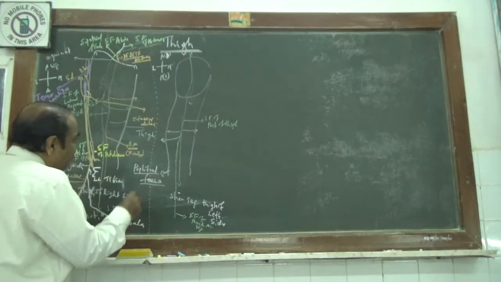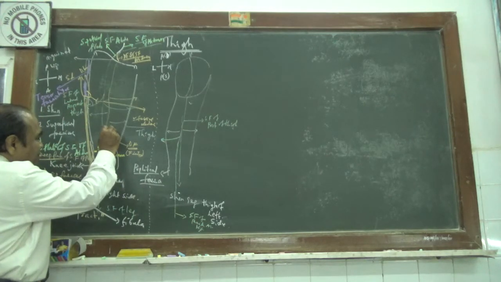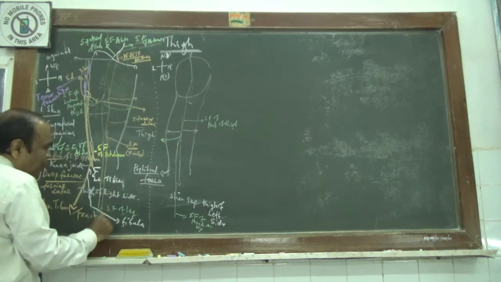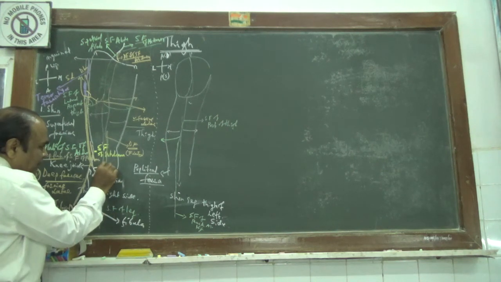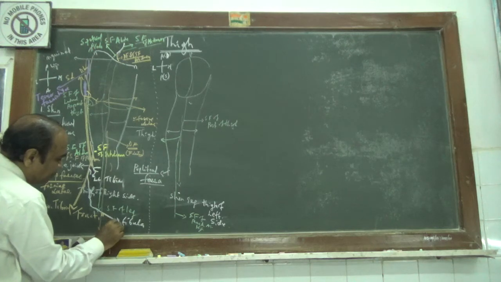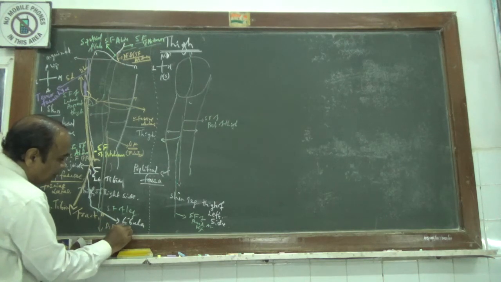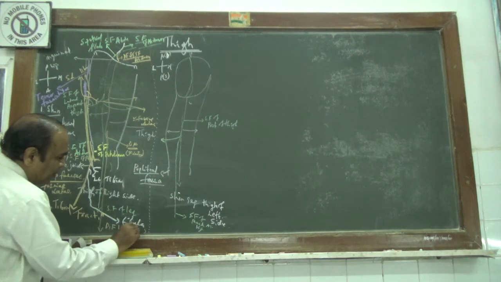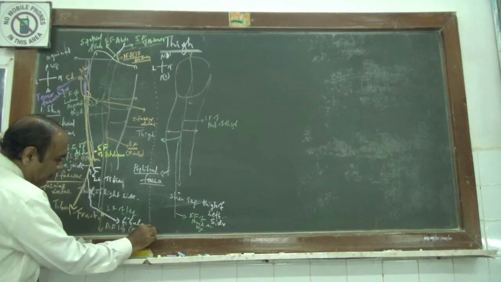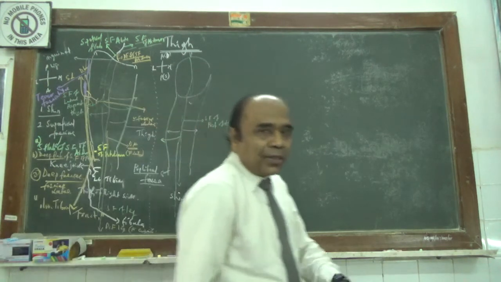Now the deep fascia of the front of the thigh, as it descends further down after crossing the knee joint, becomes the deep fascia of the leg, which is called fascia cruris. Cruris means leg.